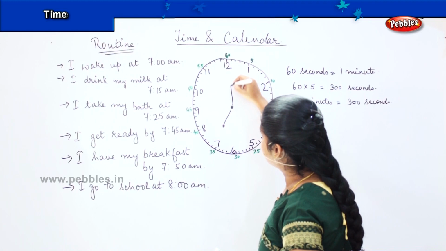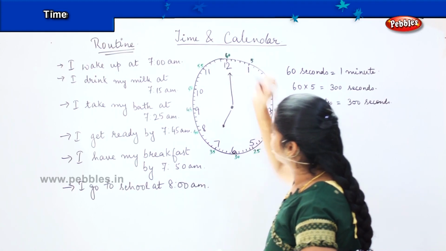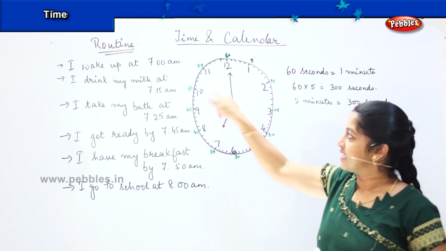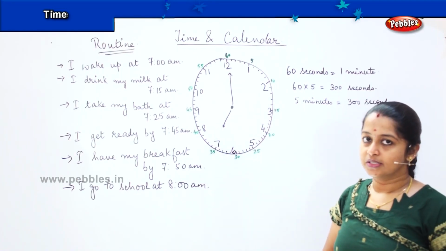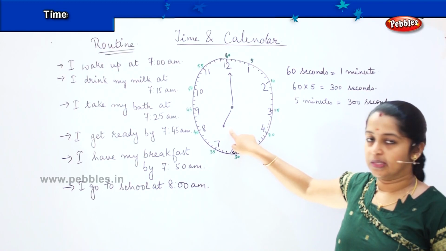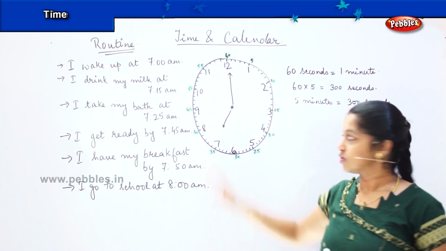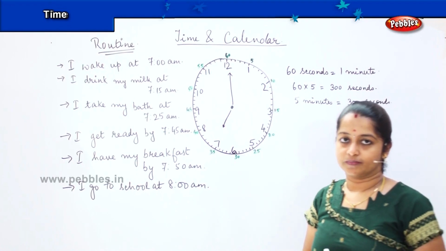My minute needle is in 12. So now it is 7 o'clock. I wake up at 7 o'clock. Yes? So is it correct, children? My small needle will be in 7 and my big needle will be in 12. So this is 7 o'clock.